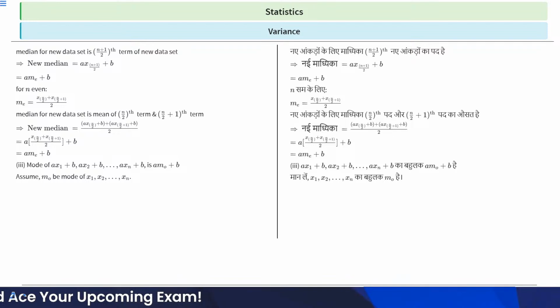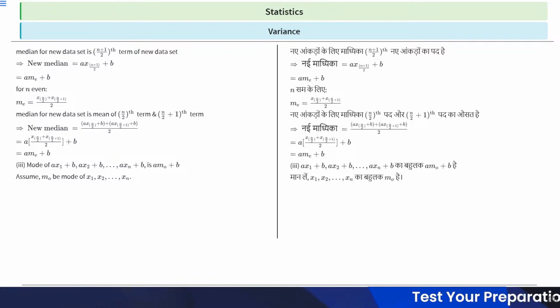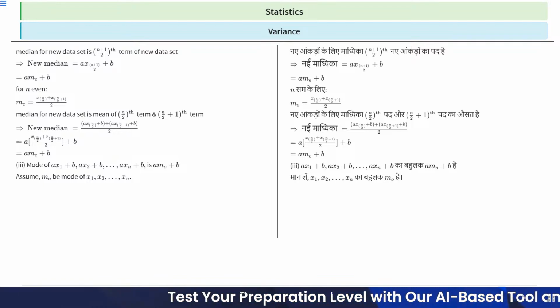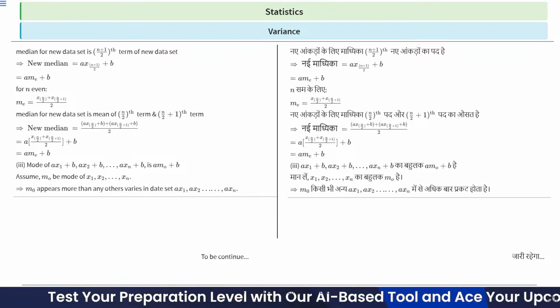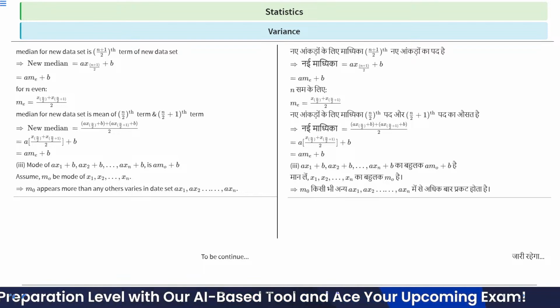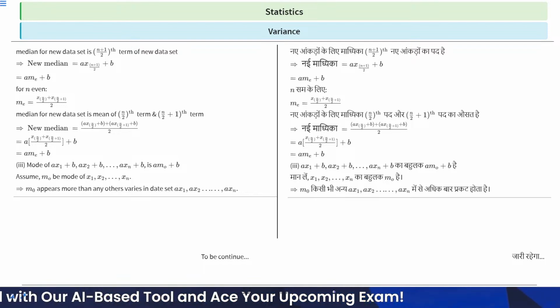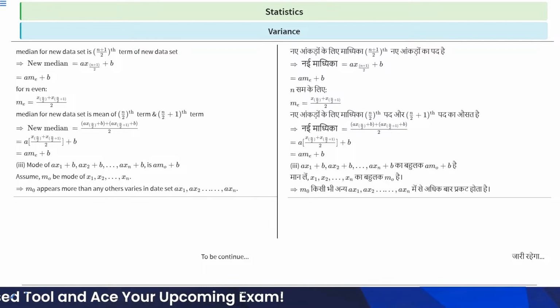Now mode of ax1 plus b, ax2 plus b till axn plus b is a m naught plus b. Assume m naught is the mode of x1, x2, x3 till xn, right? Clear? Therefore, m naught appears more than any other value in the data set, so ax1 plus b, till axn plus b has a m naught plus b as its mode, right? Clear?